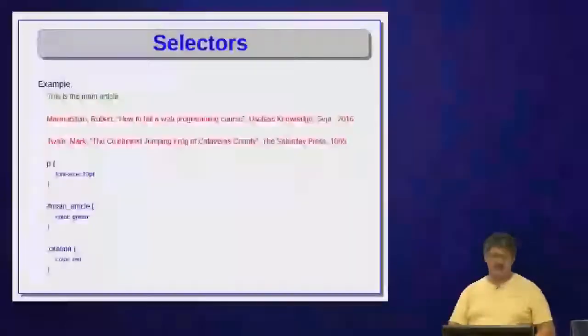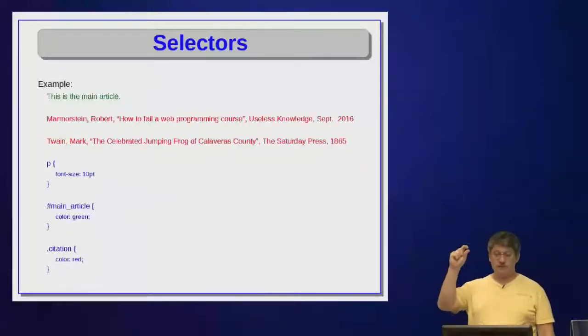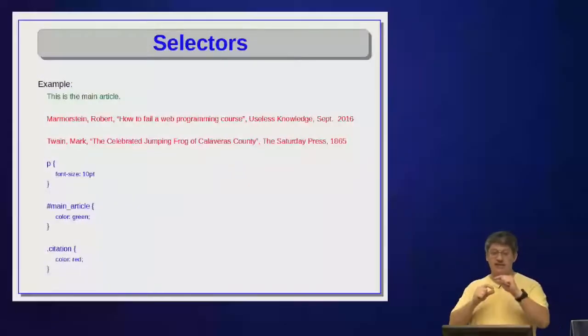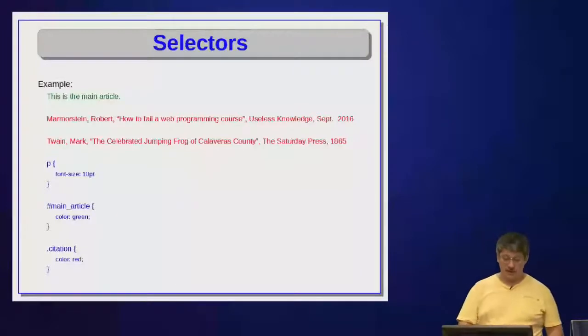All the paragraphs are in a 10-point font. The first paragraph, which had the ID main article, is now green. And the two citations that were the paragraphs below, the bottom two paragraphs, are now colored red.